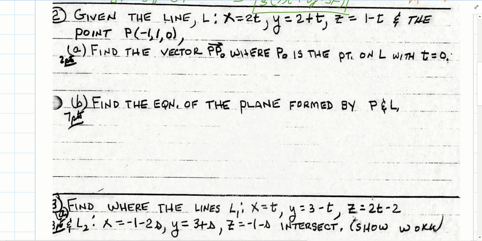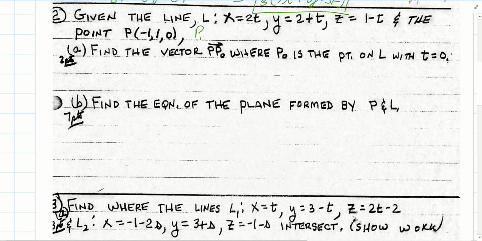So now we're given a line and a point. So inevitably we're going to create an equation of a plane from the point and the line. At first we need to get a couple things. One, we need to find the vector P0, where P0 is the point on the line where t equals 0.